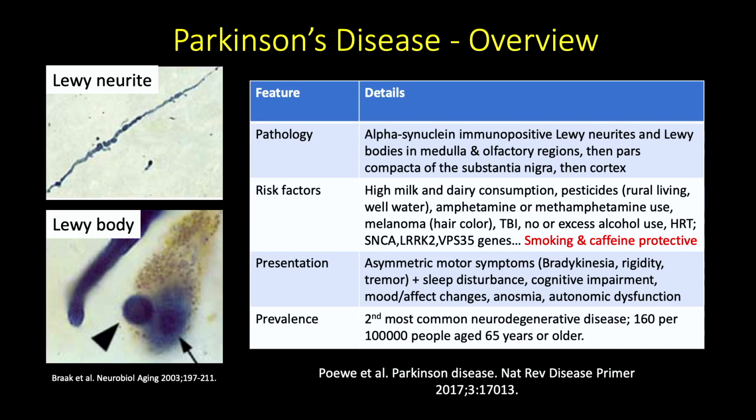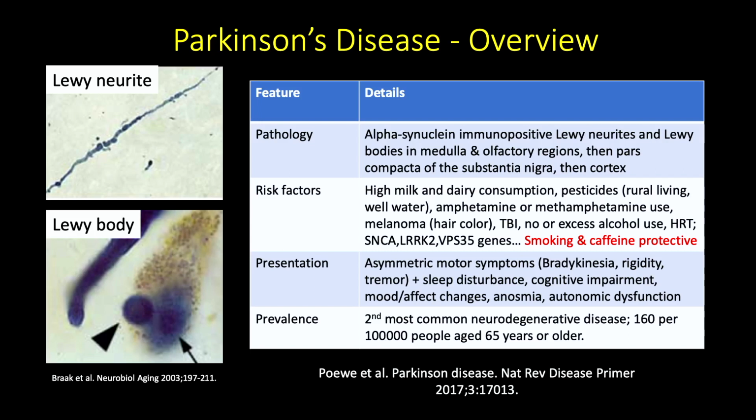Some of the risk factors for Parkinson's disease are kind of interesting. So high dairy consumption, having a rural experience like being born and growing up on a farm actually increases your risk of getting Parkinson's disease, consuming well water. Some of the other ones are a little bit less common, amphetamine, methamphetamine use.